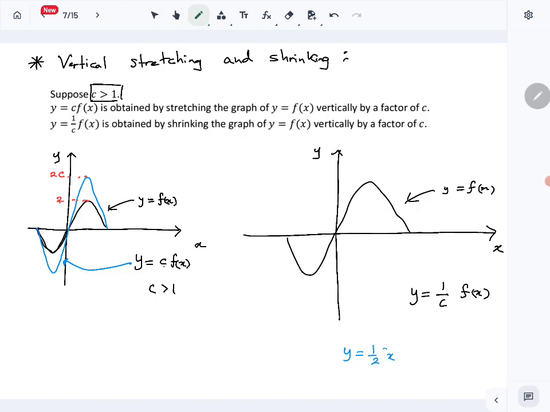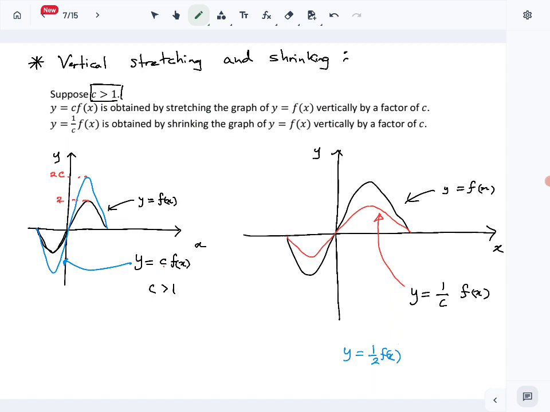So what happens to half of f(x)? What will happen to the function values now? Each function value will be halved. Each y value will be halved if c is 2, right? It's 1 over c, no? So now each y value shrinks. X values don't change. So you will get a shape like this. So a shrinking curve. So that is what happens when it is 1 over c times f(x), right? Okay, then we did vertical stretching and shrinking.